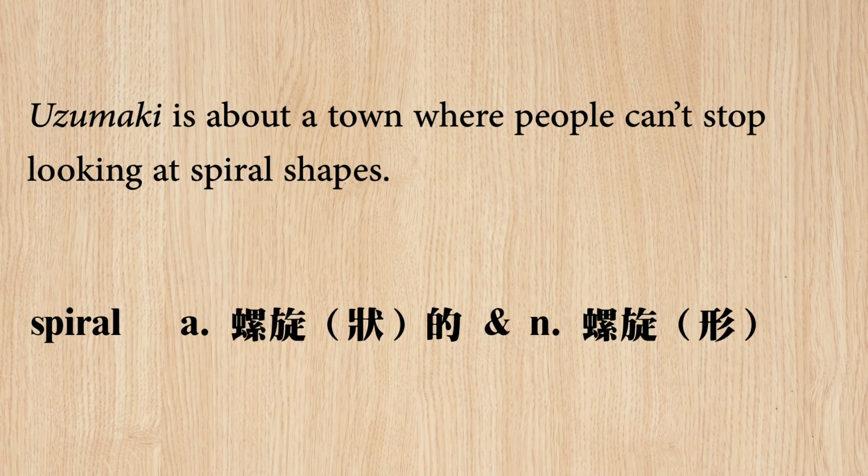Please continue. Okay, next sentence. Uzumaki is about a town where people can't stop looking at spiral shapes. Well, this is such an unusual idea. He's a very creative artist in my opinion. Notice Uzumaki, this word. First of all, it's in italics. Not because it's a Japanese word, but because it's the name of a book or the name of a story or the name of a poem and so on.